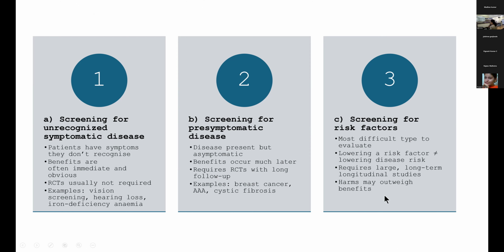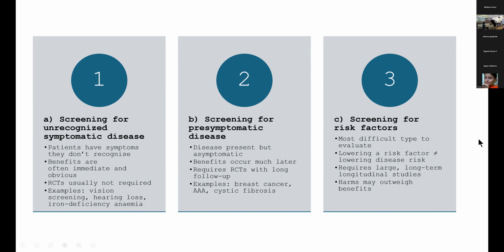The second is when you screen for a pre-symptomatic disease, which means the disease is present but maybe asymptomatic. For example, cancers, where you're detecting at a very early stage, but it'll take some time for that disease to progress, and for the bad outcomes or mortality to happen much further down the line. In that case, you would need to do a randomized controlled trial with much longer follow-up.